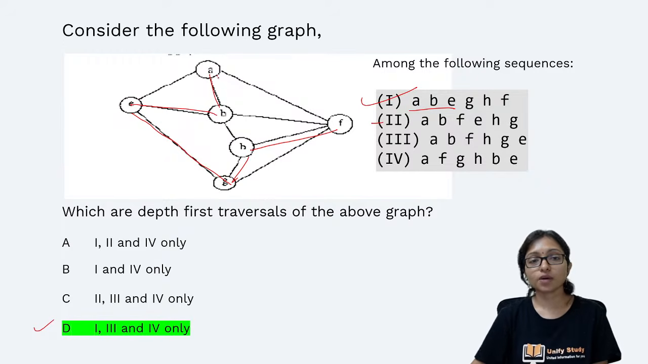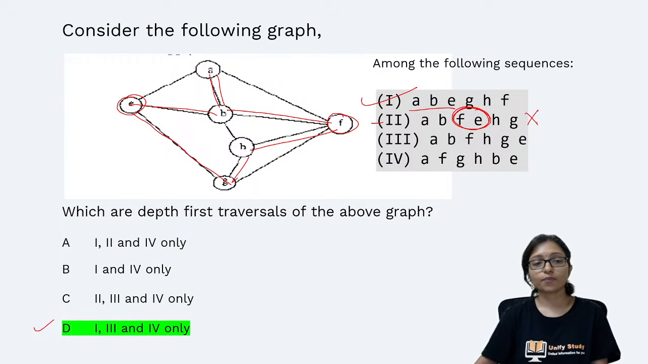Now do the next one. A to B path is there. B to F path is there. F to E there is no path. F to E there is no path. That's why option 2 is wrong. So then and there you can eliminate option 2.